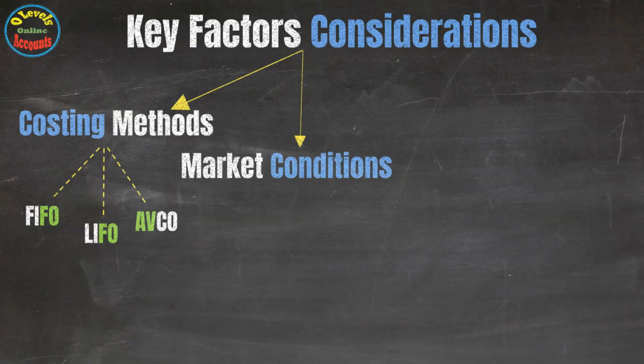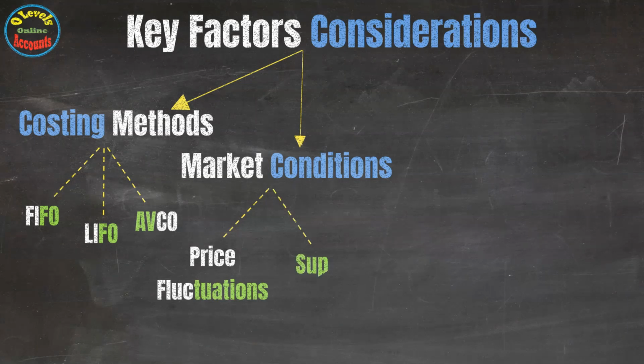It also plays a vital role in the inventory valuation process. The first point to consider in this factor is price fluctuations. It considers how market volatility and inflation or deflation impact inventory costs. The second point is supply and demand scenarios. Understand how changes in supply chain dynamics and consumer demand affect inventory value.